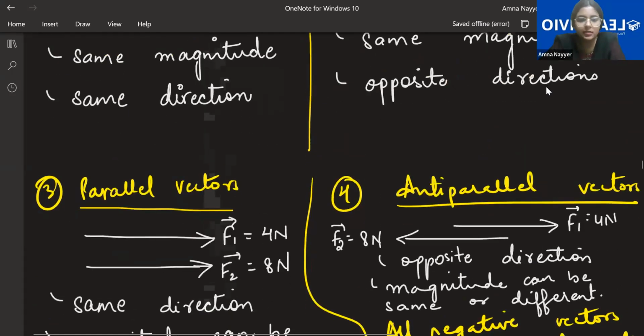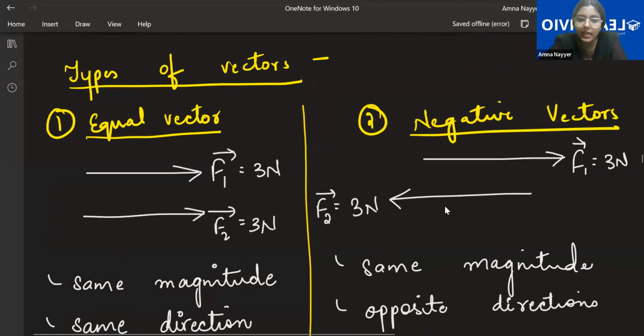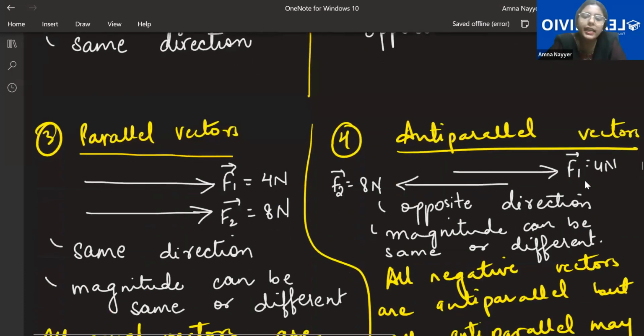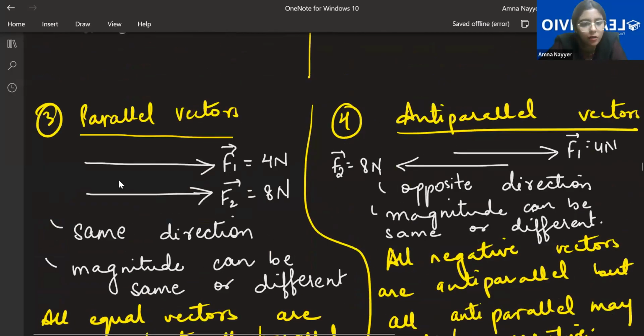Anti-parallel means opposite direction. So all negative vectors are anti-parallel, but all anti-parallel may not be negative, because for being negative, the magnitude should be the same, and the magnitude being the same every time is not possible. So we say all the negative vectors are anti-parallel because they are in opposite direction. And what about parallel vectors? Parallel vectors means vectors have to be in the same direction, meaning the angle between the two vectors is 0 degrees. Anti-parallel means the angle between the two vectors is 180 degrees.